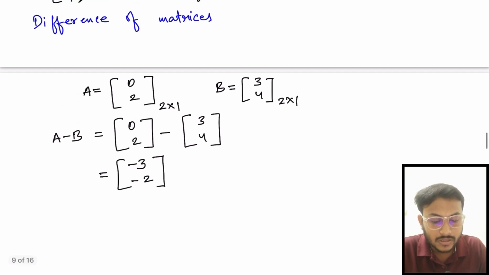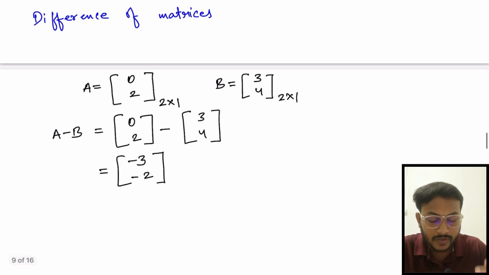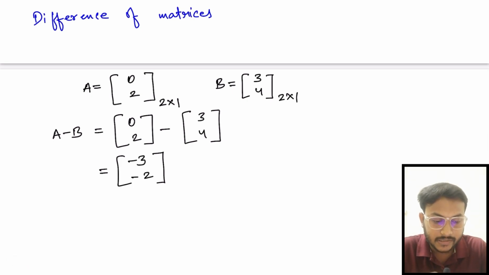As I told you, the same rule which we used for addition of matrices applies here. Addition of matrices is possible if and only if the two matrices are of the same order. Similarly, the difference of matrices is possible only for matrices that have the same order. If the orders are different, then the difference or addition is not defined.